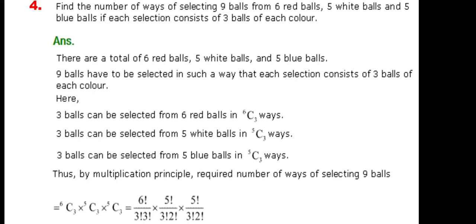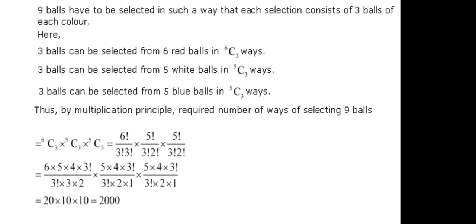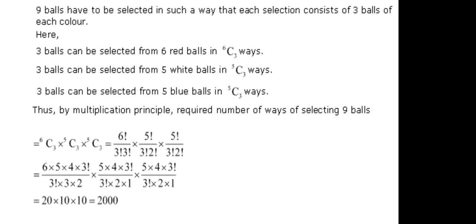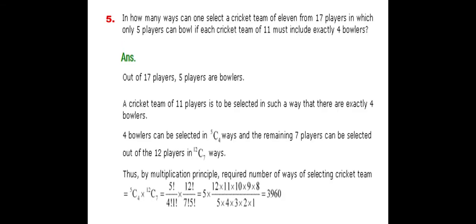So the total selections will be the multiplication of these selections, 6C3 into 5C3 into 5C3. 6C3 is factorial 6 by factorial 3 into factorial 6 minus 3, which is factorial 3, then factorial 5 by factorial 3 into factorial 2, and factorial 5 by factorial 3 into factorial 2. After calculation of this factorial product, the ultimate answer will be 2000. So the answer of this question is 2000 ways. So I hope students you understood this question.